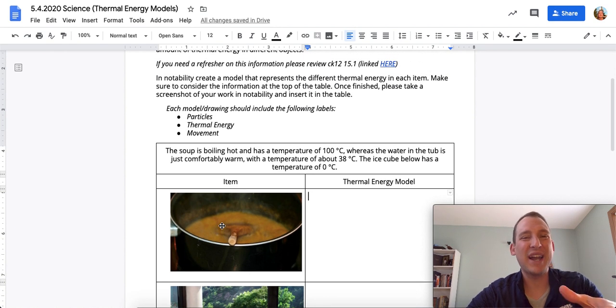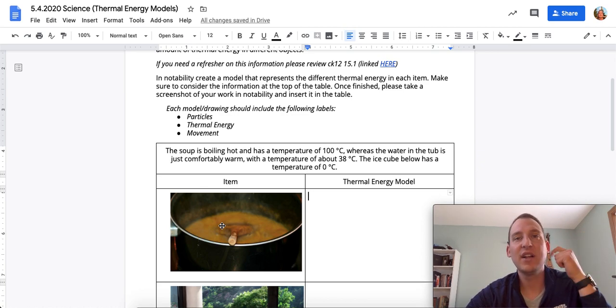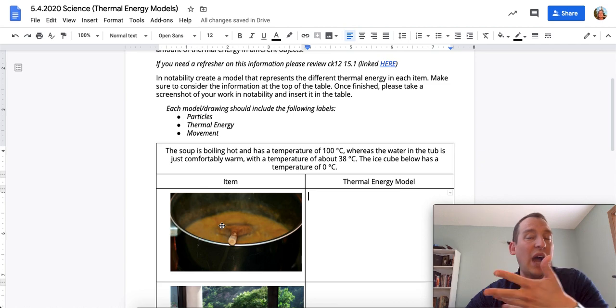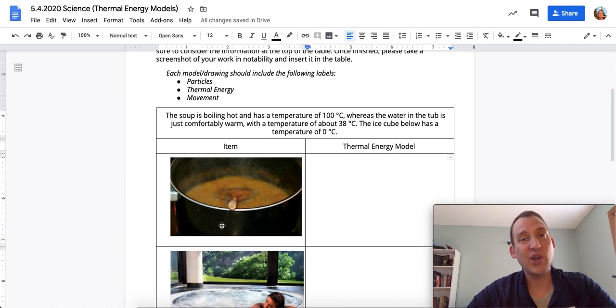Anyways, each model that you draw should have the following things labeled in it: particles, thermal energy, and movement. How you draw that, how you represent that is totally up to you.